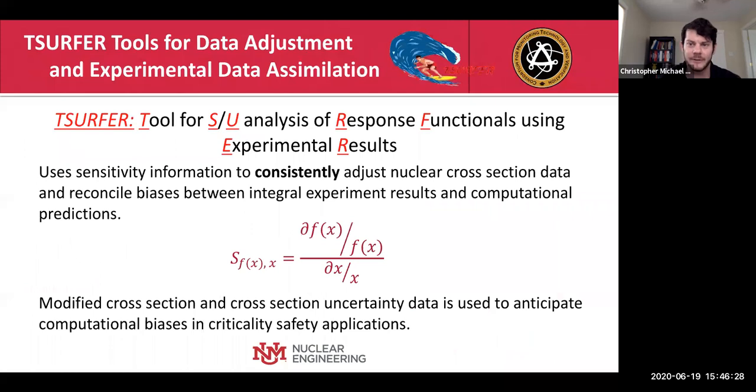The code called Surfer, I have an awesome logo up there, is another SCALE code. It does this. You give Surfer experiment results and code results, and it wiggles the cross sections using sensitivity coefficients until it gets things to match up. When I say it wiggles the cross sections, it solves a big matrix that says what the cross section value should be. It doesn't iteratively resimulate using different cross sections. That would take forever. It actually just finds a set of recommended adjustments to the cross sections that maximizes agreement with your experiments.